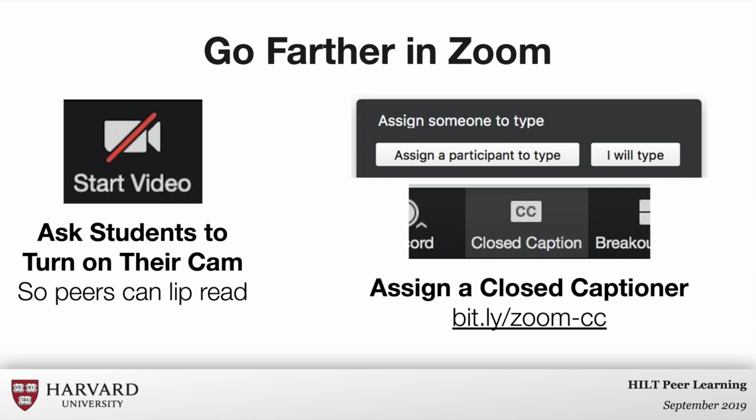Second is, a lot of people don't know, but it's possible to assign a closed captioner, a live closed captioner in the classroom. So that can be a TA, that could be an instructor, that could be a student in a group. And you just assign them to be the closed captioner, and they can closed caption as it's going. We have a bit.ly for that as well, bit.ly/zoom-cc, and that will walk you through at least the Zoom closed captioning setup instructions.